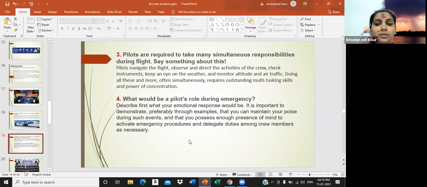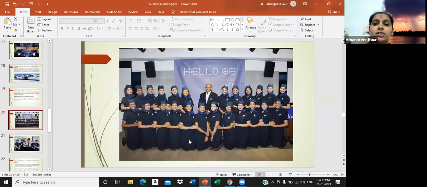In this, the question should basically be answered by describing how the presence of mind of a pilot should work. Basically, flying a plane is all about the presence of mind of the pilot. So here we should cover that point. The main focus should be the presence of mind of a pilot. Now, this is an image of the cabin crew of IndiGo Airlines.